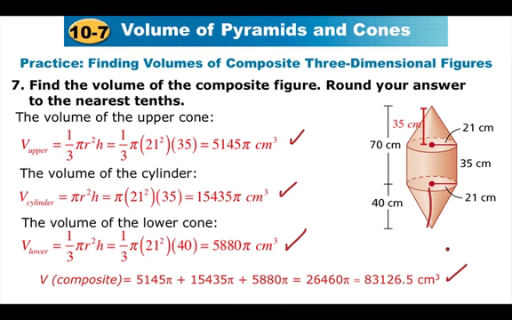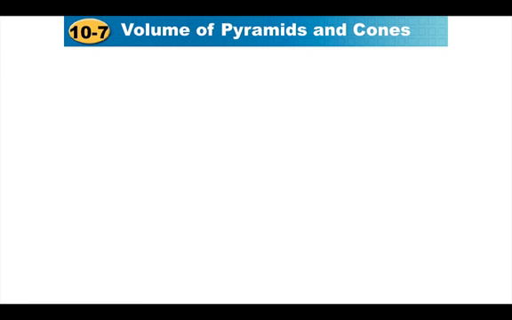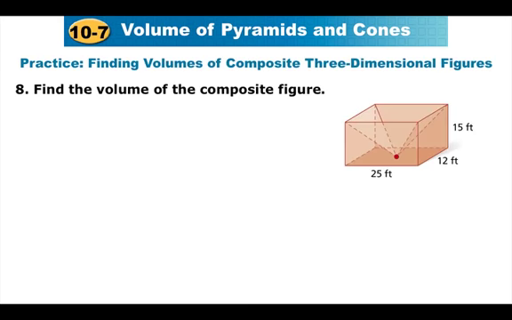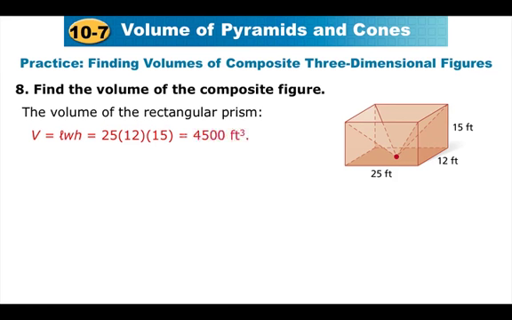Problem number 8 is the last problem on this video. So here we go. Now we're going to find the volume of this composite figure. Notice that you have a rectangular prism and then you have a pyramid that is missing from the inside of the rectangular prism. So we're going to find the volume of the rectangular prism, length, width, and height, and you end up with 4,500 cubic feet.